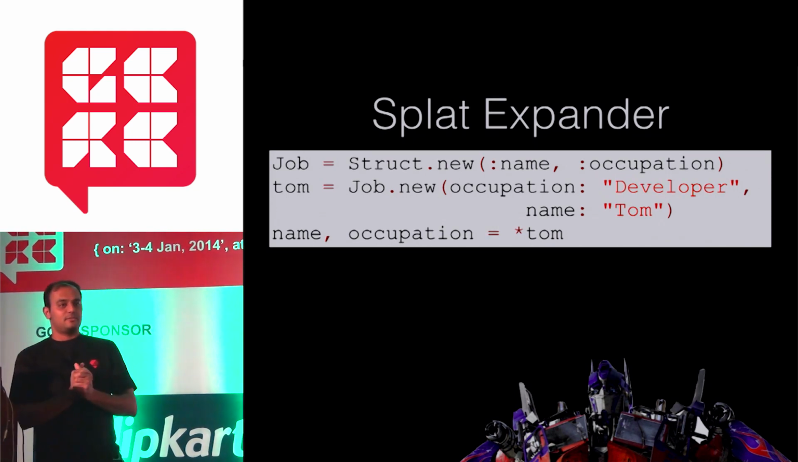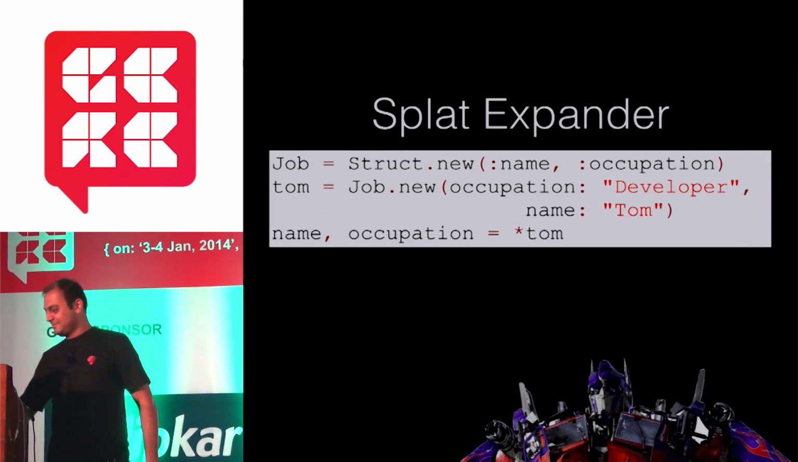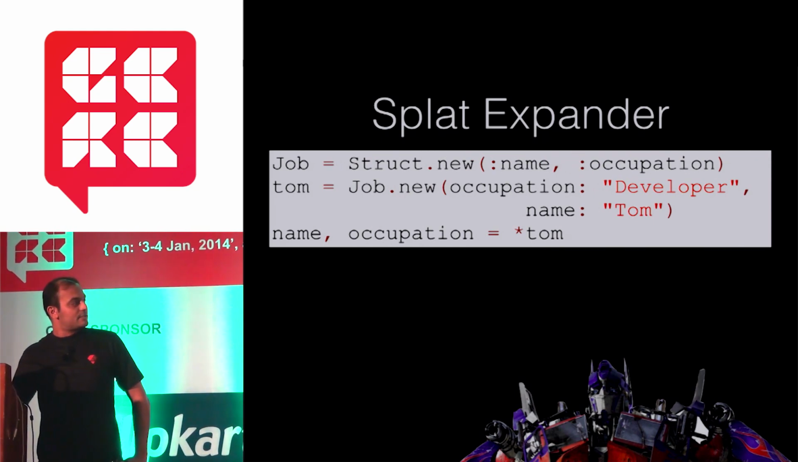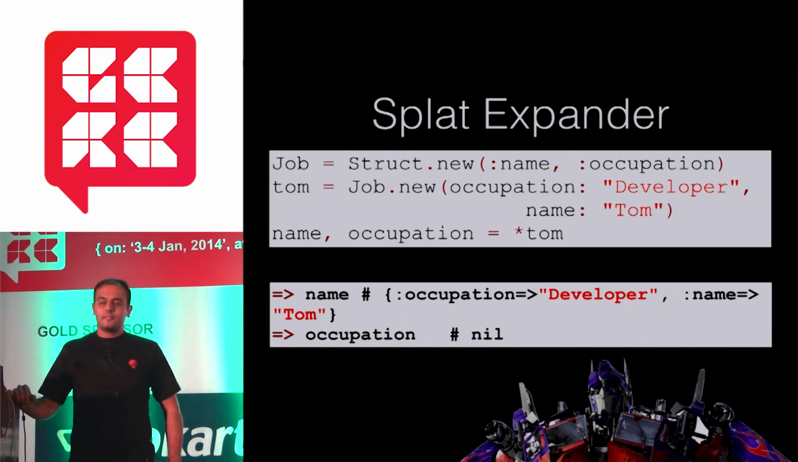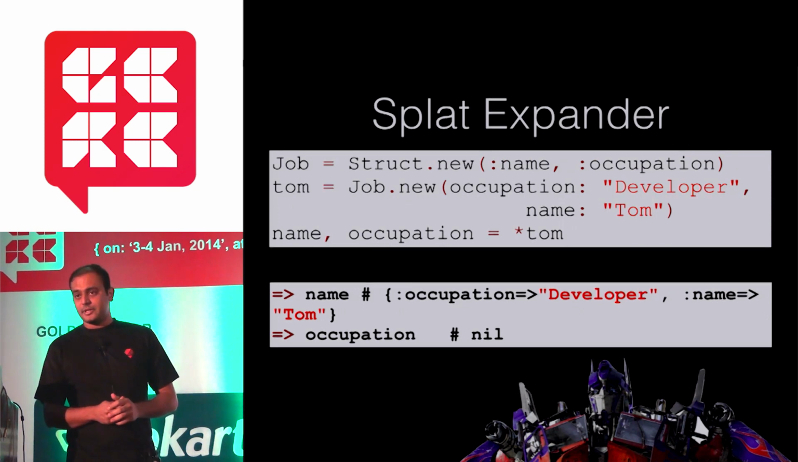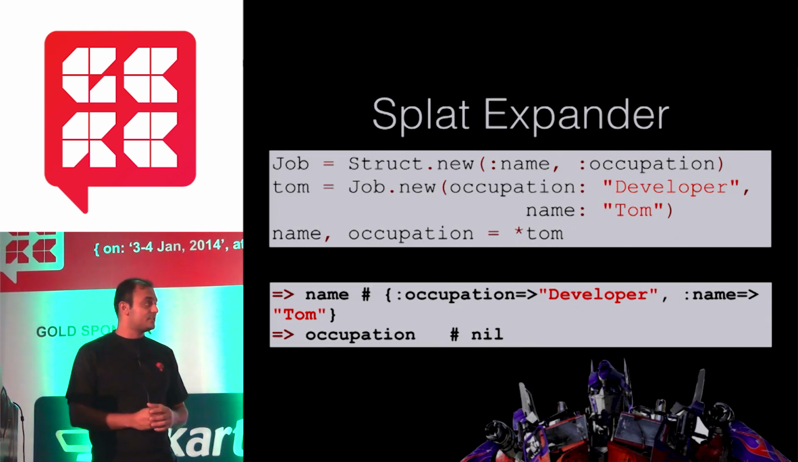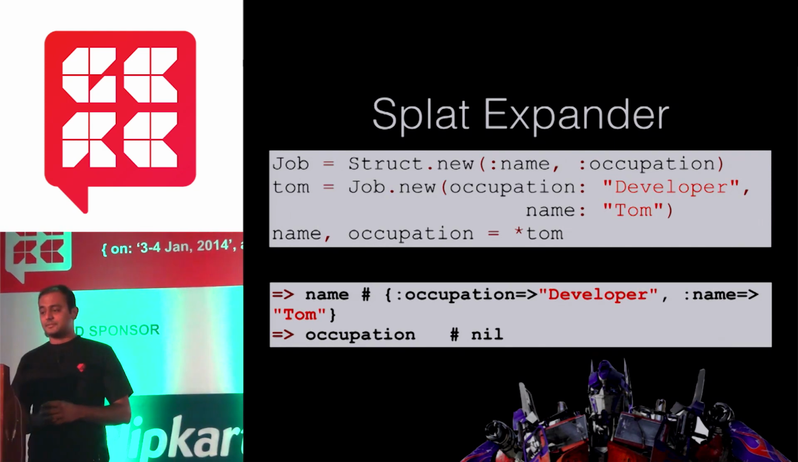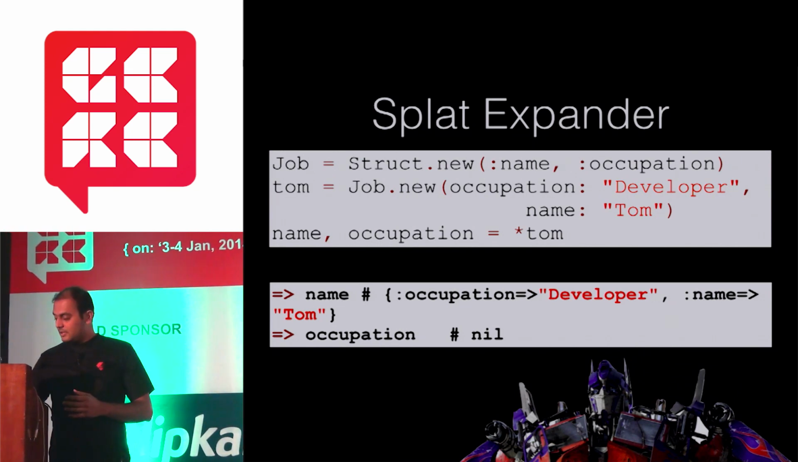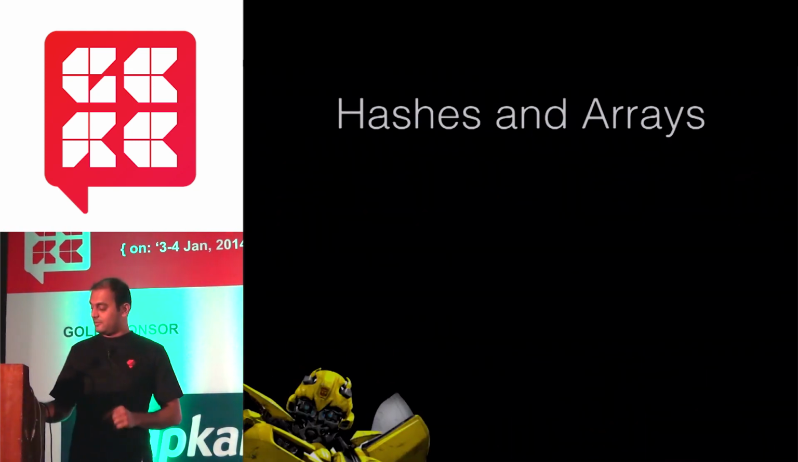It's Optimus Prime, so the experts. What is name and occupation? Here it's changed. That's because the struct always has an array of arguments. It does not differentiate between this. This will not work on a class. Well, let's get to something more funny.